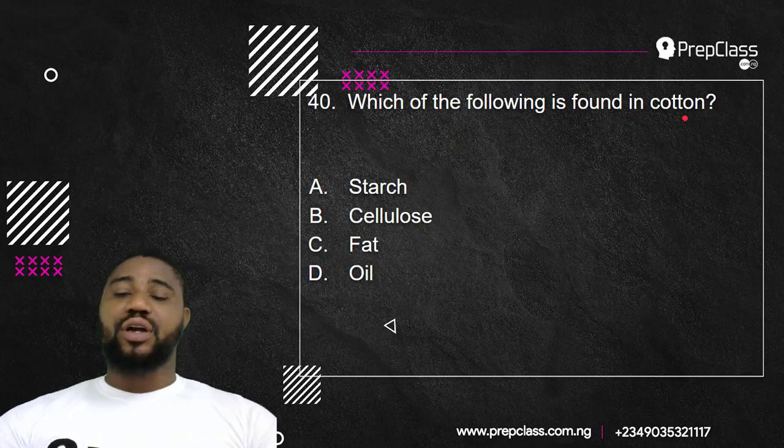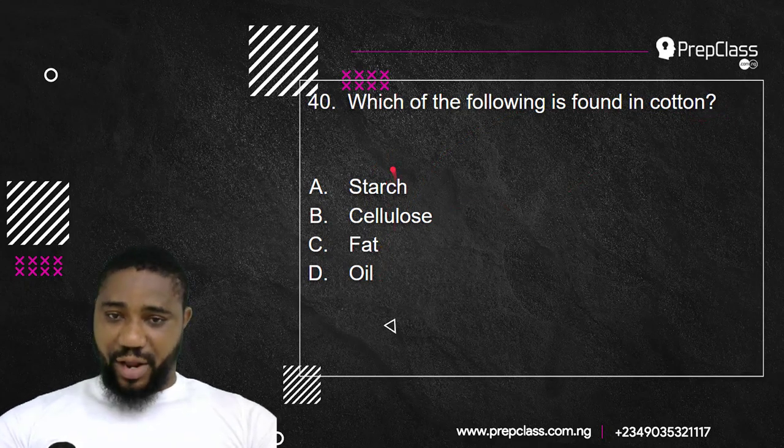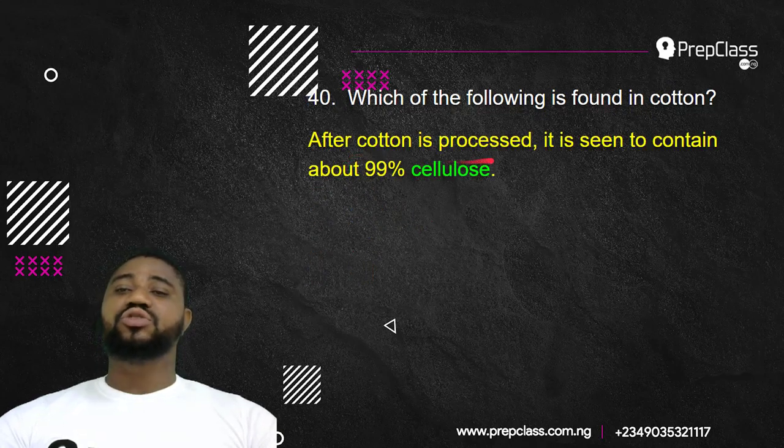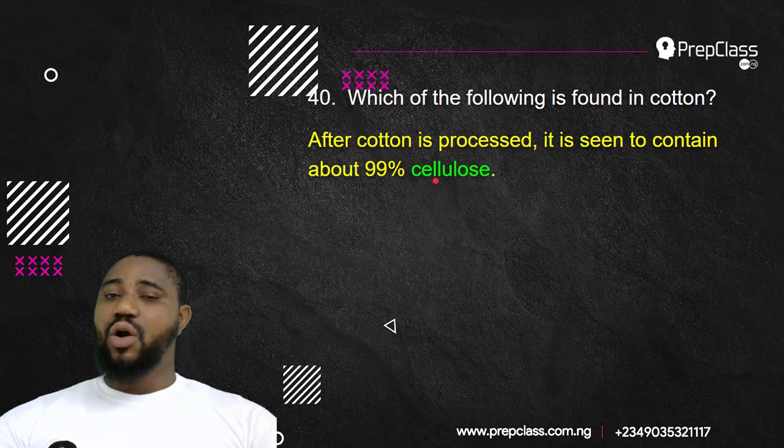Okay. Question number 40. Which of the following is found in cotton? Starch, cellulose, fat, or oil. Now, the cotton bulb contains all four of them. But in this case, they are asking you the predominant one, most especially after cotton has been processed. The cotton bulb is harvested, treated in the industry, spun into threads, and used to weave clothes. So for you to do that, it simply means it's high in fiber. And out of all these, the one that is high in fiber is cellulose. After processing, cotton contains about 99% cellulose.